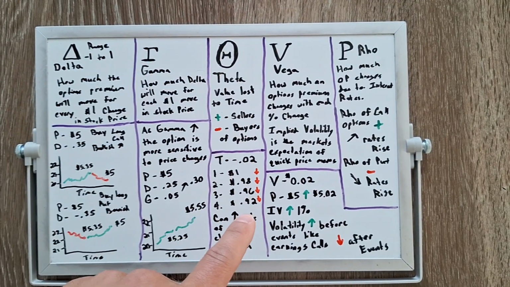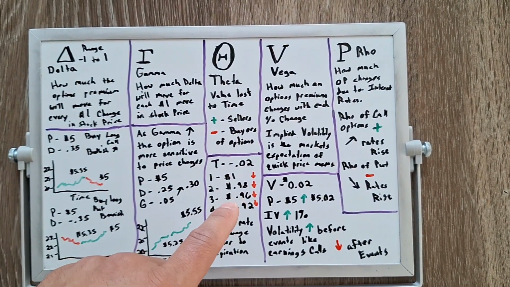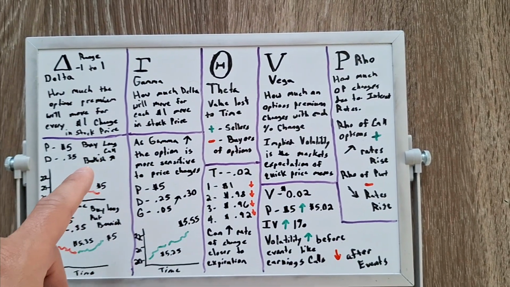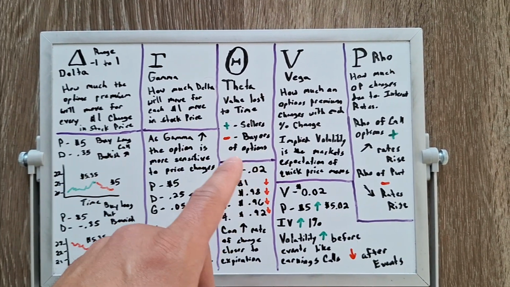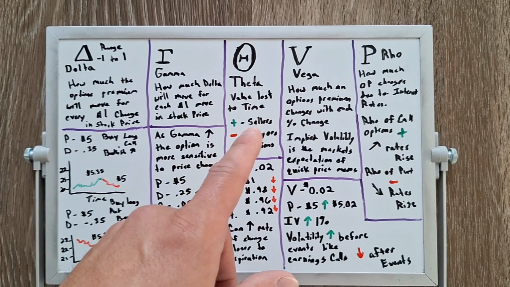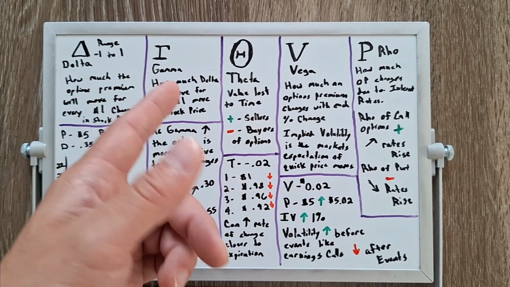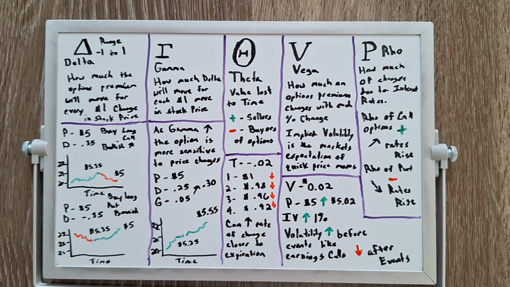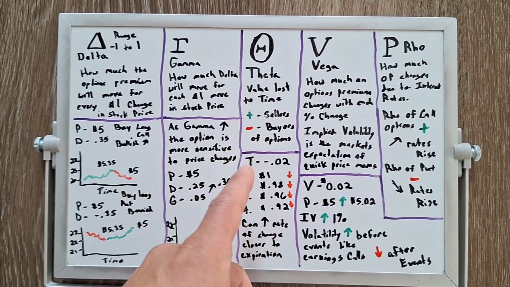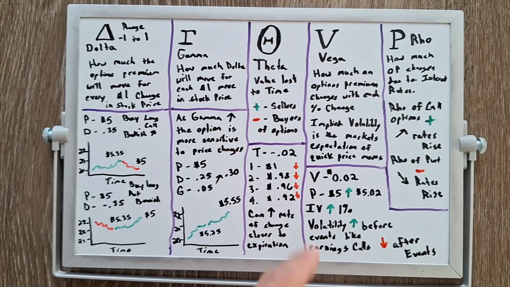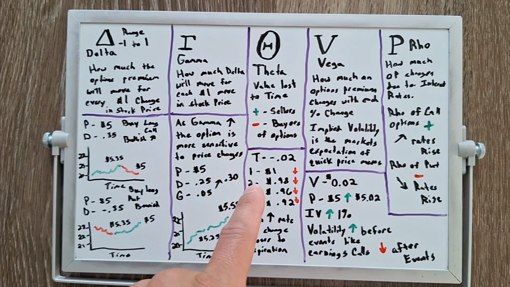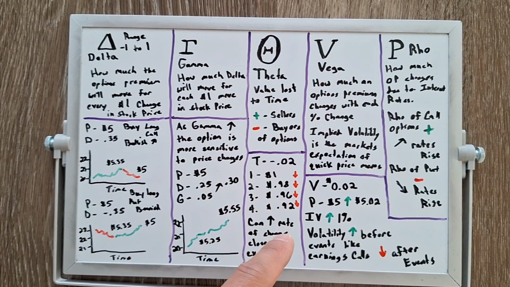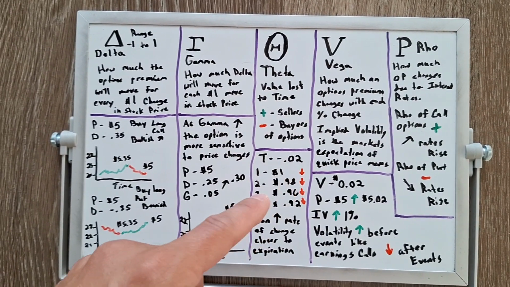Then you have theta. Theta will measure your time. So this will measure how much value your option loses over time. Usually time is a positive thing for sellers, the more time the better for them, and a negative thing for buyers of the option. So let's say you have a theta of negative 0.02. This is pretty straightforward. It basically just means your options premium will decrease by 2 cents for every day that passes.